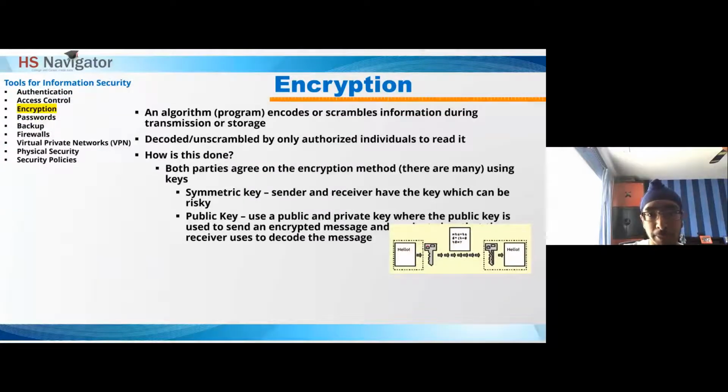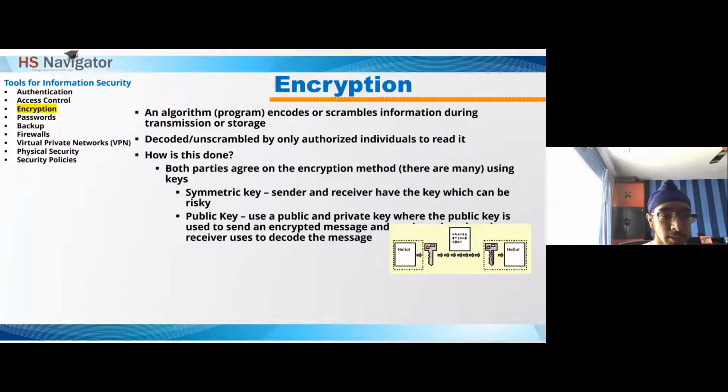Next one is encryption, where an algorithm or program encodes or scrambles information during transmission or storage. It can only be decoded or unscrambled by the people who actually know how you encrypted it. So how is this done?